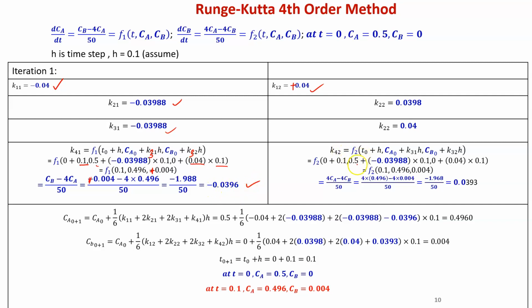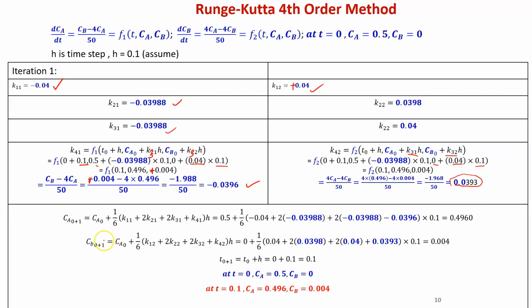And then K42: F2 of T0 plus H, CA0 plus K31, CB0 plus K32. Now if we plug together, T0 is 0, H is 0.1, CA0 is 0.5 plus K31, which is minus 0.03988, into H. CB0 is 0, and K32 is 0.04 into 0.1. So ultimately F2 is 0.1, 0.496 and 0.004. If we plug all this into 4CA minus 4CB by 50, ultimately we will get 0.0393.